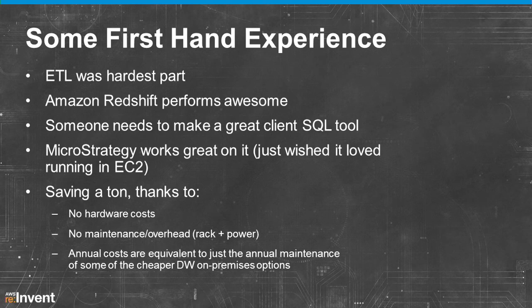And we're saving a ton of money. So I put a huge budget line item last year for building out a data warehouse, and a big piece of that was hardware. Didn't have to spend $1 of that. So I got to buy other cool stuff. There's no hardware cost, there's no maintenance, none of the overhead. And the annual costs are equivalent to just the maintenance on most of the data warehouse products that you see out there. So not even counting the initial costs.